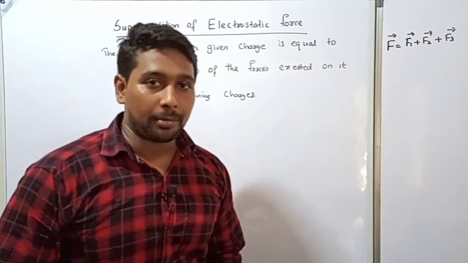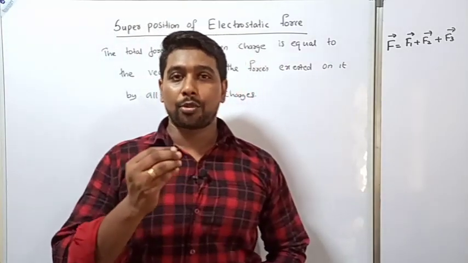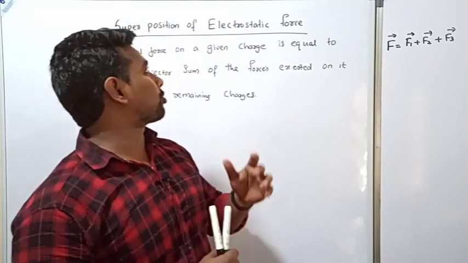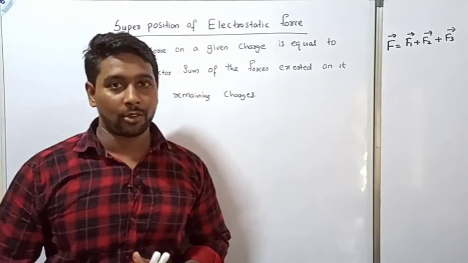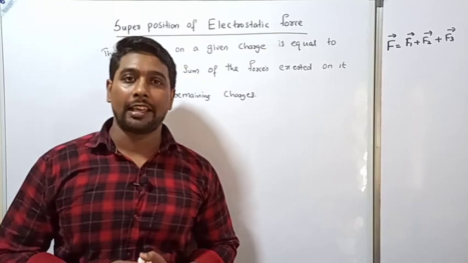That means we learned Coulomb's law in vector form, then we learned superposition of electrostatic force. Okay, let's move on to the properties of electric field lines.